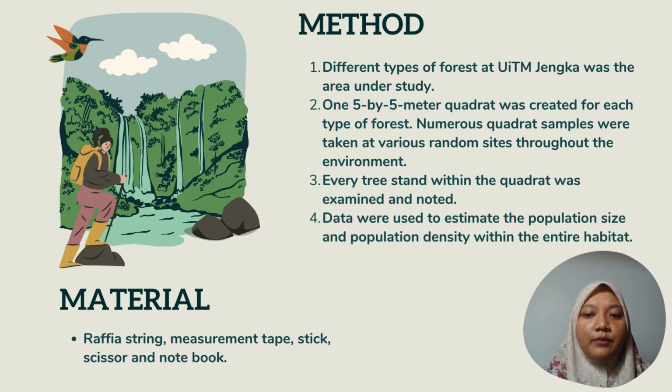Numerous quadrat samples were taken at various random sites throughout the environment. Then, every tree stand within the quadrat was examined and noted. Lastly, data were used to estimate the population size and population density within the entire habitat. For the materials, you must have raffia string, measuring tape, stick, scissors, and a notebook.